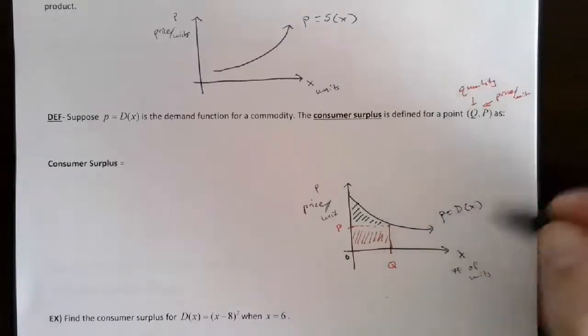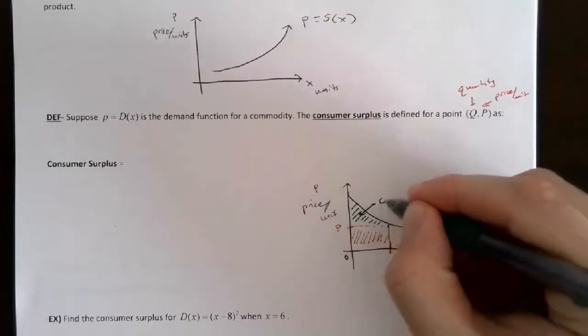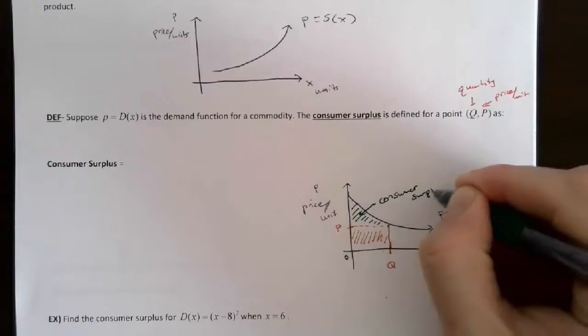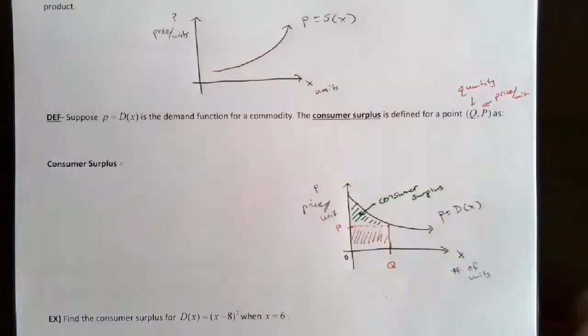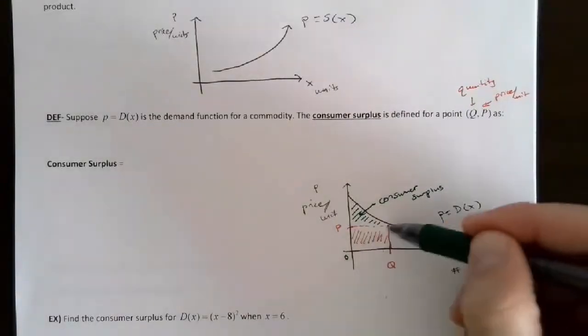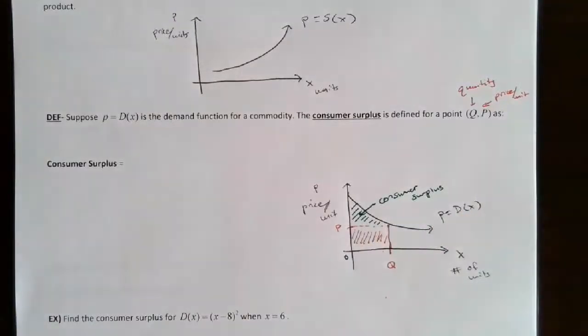In other words, this is the extra value you're getting for buying q units of the product at whatever price it is. So the consumer surplus is actually what I'm talking about right here. It's this area up here. And it's the extra value that you're getting for your purchase, because you should have paid a higher amount. You should have paid the total area under the curve, but really you only had to pay what was within the rectangle for what you purchased.